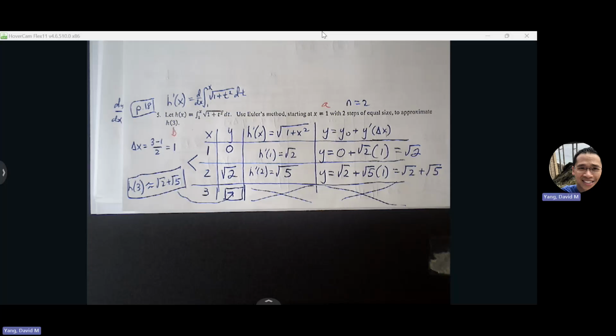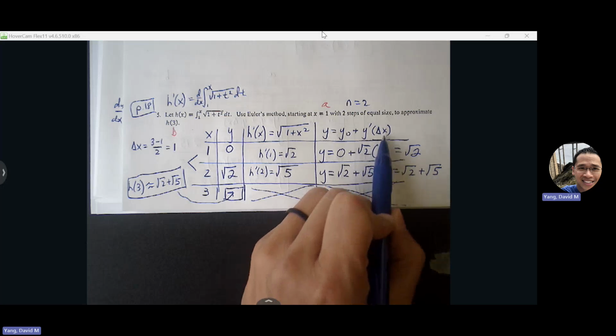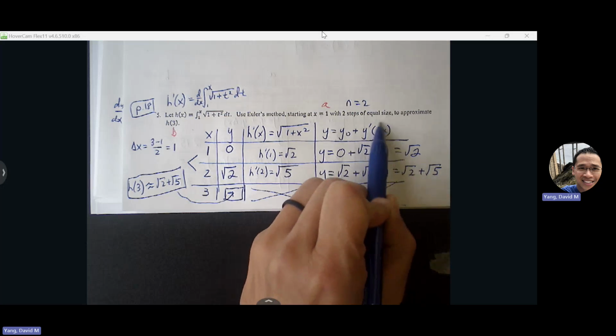Okay, hopefully you guys find this pretty easy. It's a little tedious, especially if you have to go through multiple rows. But as long as you know how to set up your table and your chart and your delta x, it should be pretty straightforward. Just be aware that sometimes delta x is negative. If delta x is negative, you have to make sure that you're putting in that negative value for delta x.